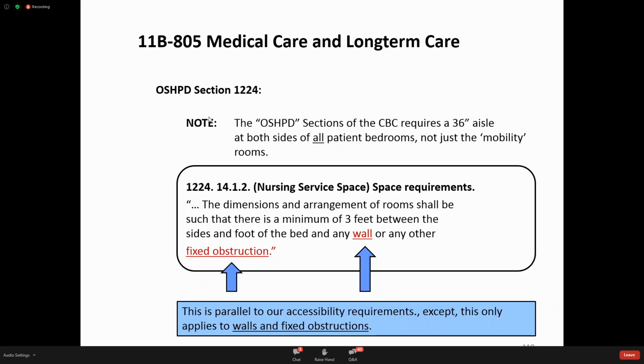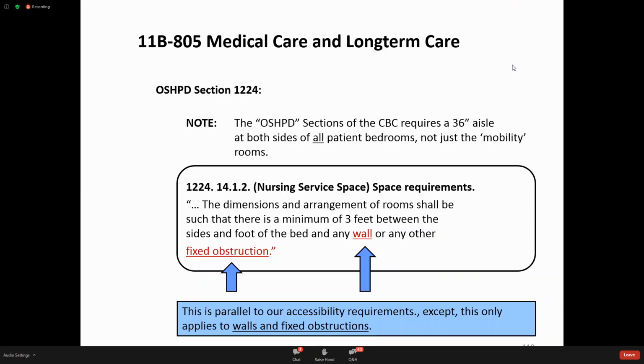So the point 14 section here says you have to have 3 feet between the sides and foot of the bed and any wall or other fixed obstruction. So as you can see, both of these requirements exist in different parts of the code. One of them is an accessibility requirement, and one of them is a medical requirement, but both more or less say the same thing. You need 3 feet all around.